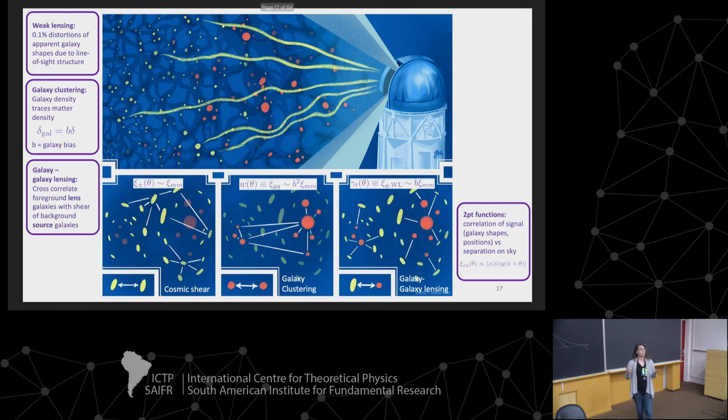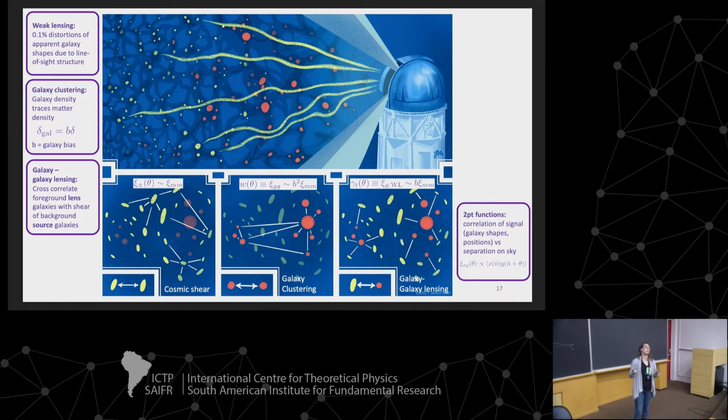And then given these two tracers, we can look at the cross-correlation between the two, so the positions of the foreground lens galaxies and the shape distortions of the background source galaxies. So here we end up with 3 different kinds of 2-point correlation functions. The jargon that we use to refer to this combined analysis is the 3x2-point analysis, because there are 3 different 2-point functions, 2-point angular correlations.